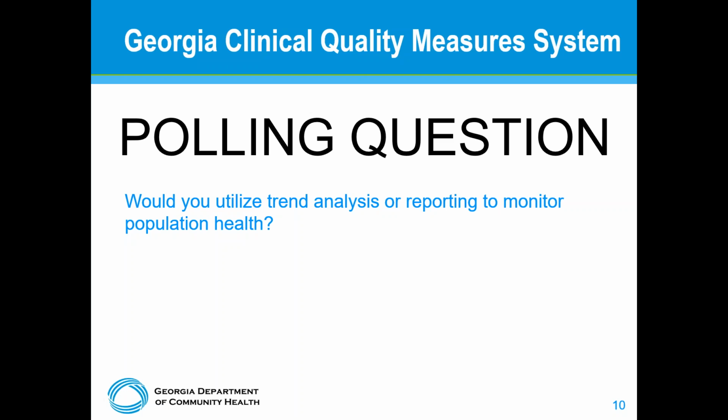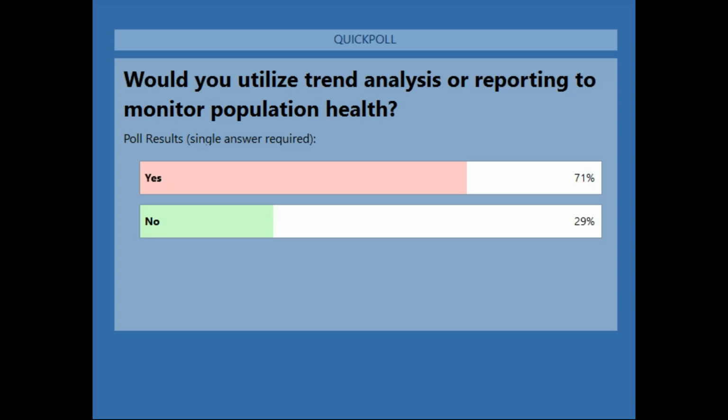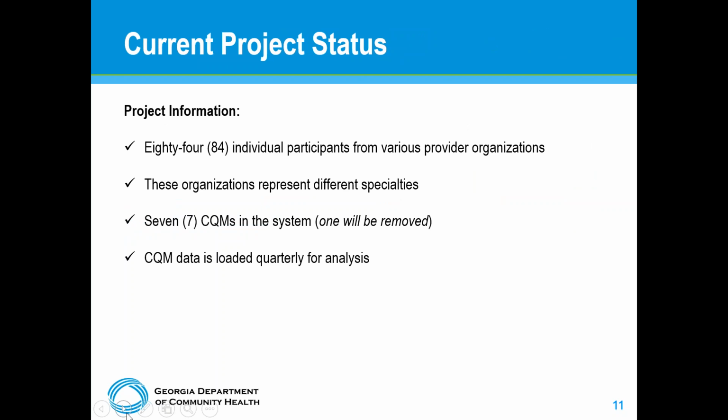All right, so let's tell you about where we are now. So our current project status. So we've got 84 individual participants from various provider organizations. These provider organizations represent different specialties. We currently have 7 CQMs in the system. One of them was removed from CMS as a standard reporting. It was asthma-based. Everybody was compliant. It wasn't a very interesting measure, so it's been voted off the island, right? And so that brought us down to 6.